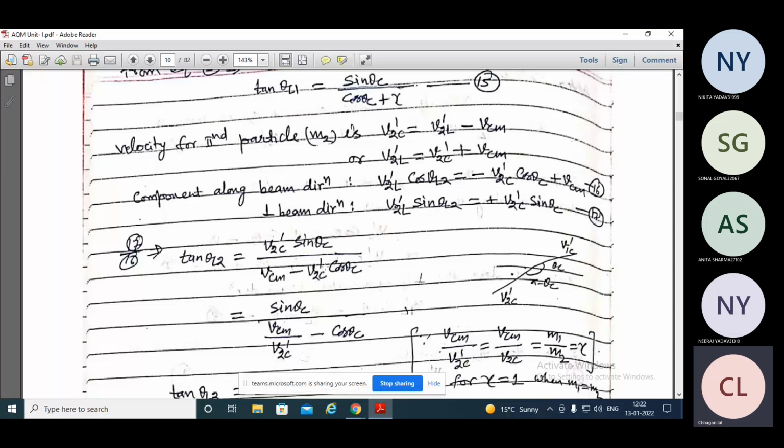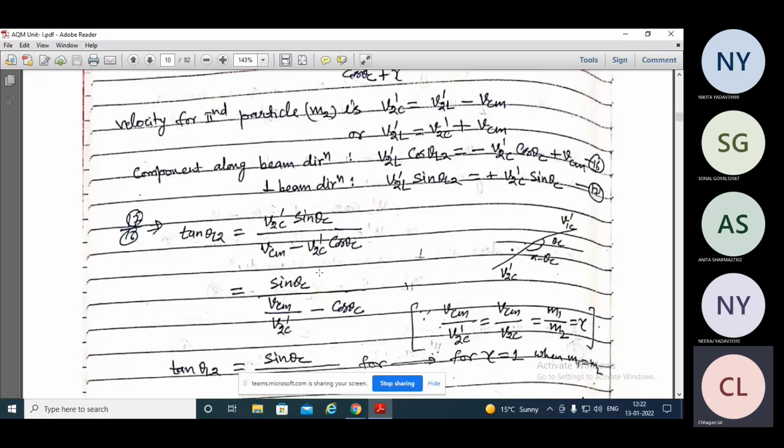minus the v2c prime cos theta C. So again you have to take v2c prime common from the upper side and the denominator side, and then you can calculate like this. So sin theta C over, यहाँ पर again, vcm over v2c prime minus the cos theta C.